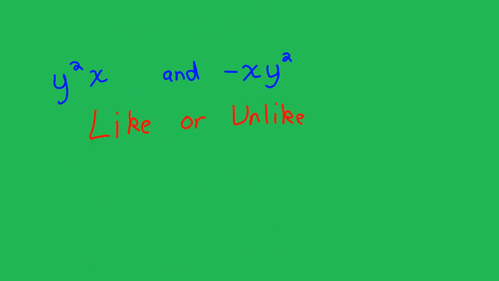Last one of these examples: y squared x and negative x y squared. Here the commutative property is being used because we have y squared here and y squared here, and x here and x here. So these are just written in a different order, but they have the same variables raised to the same powers. Even though this is a negative, the coefficients don't matter. So these are like terms.